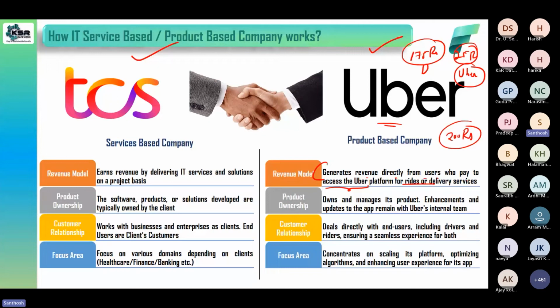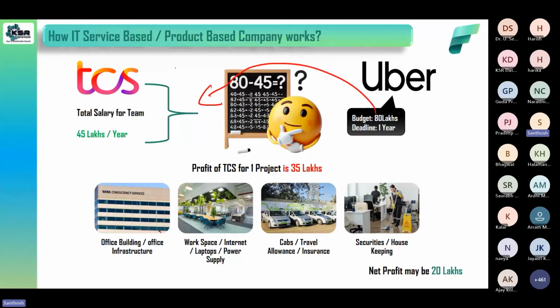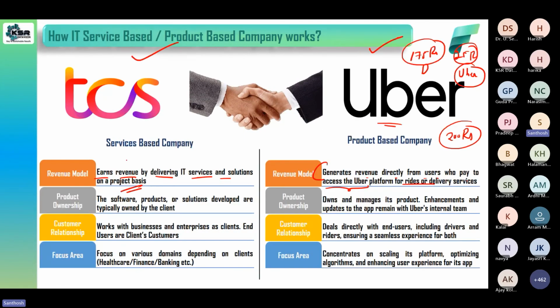This is how Uber generates money. Uber generates revenue from end users like you and me. You're paying 200 for the ride. Out of this 200, 175 is paid to the people who are driving you to a safe place, and 25 rupees they are taking. But how does TCS generate revenue? It earns revenue by delivering IT services and solutions on a project basis. Like this, they're given 80 lakhs, right? This is the income, and after paying for all these things, there's a profit. This is how TCS is making profit. So for TCS, the revenue is generated at the project level.